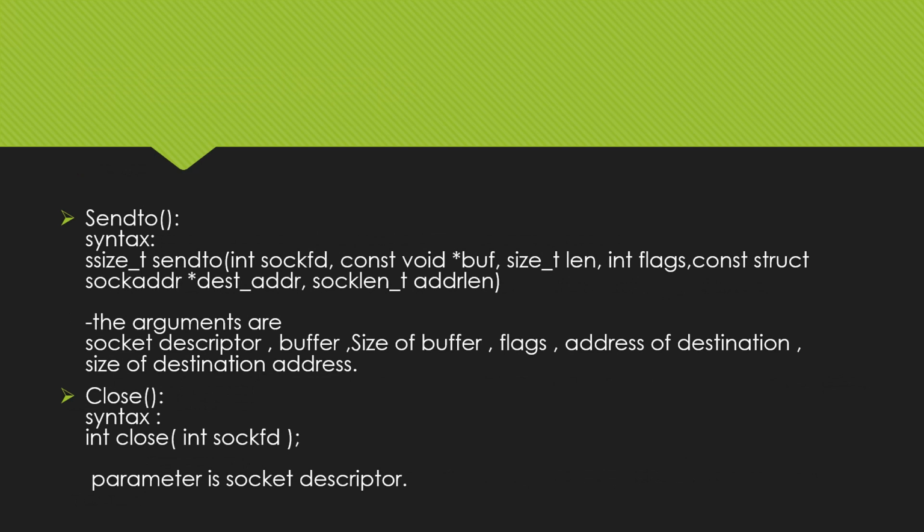Sendto. It takes arguments such as the socket descriptor, buffer, size of buffer, flags, the address of the destination and the size of that destination address. It returns the number of bytes sent or -1 on any error. Close. The parameter it takes is the socket descriptor and it returns 0 on success and -1 on error.